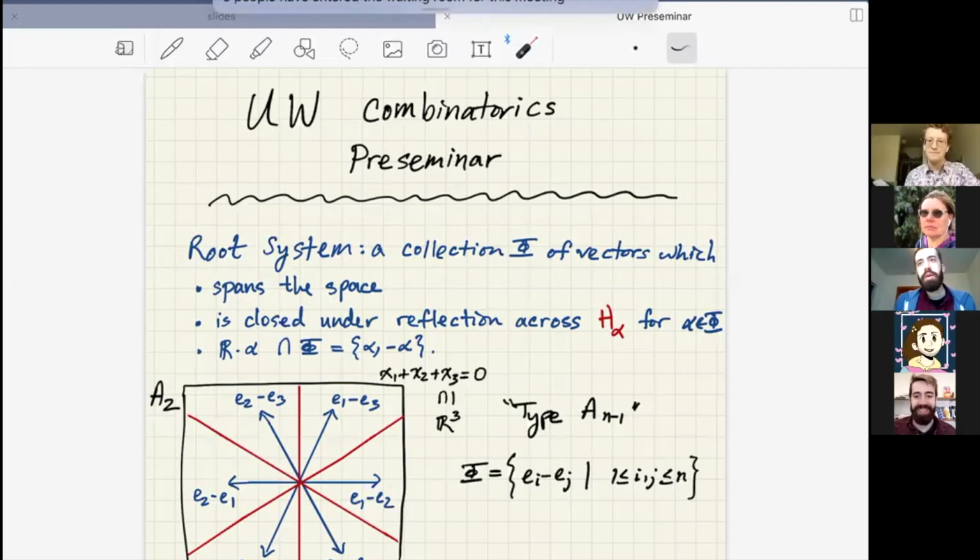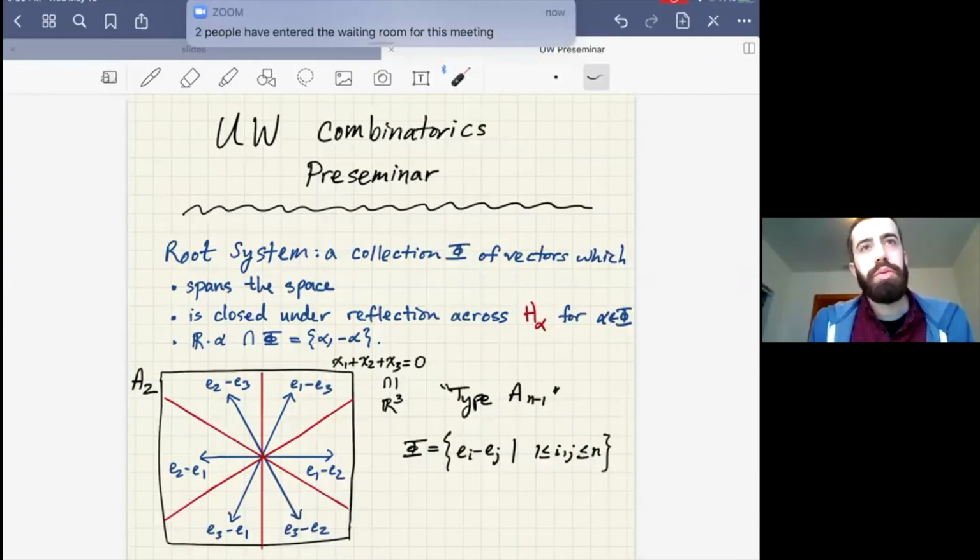So in the pre-seminar, I just plan to give some background on root systems and Weyl groups, parabolic subgroups, parabolic quotients, and a few examples, so that hopefully everybody is up to speed when it comes to the main talk.